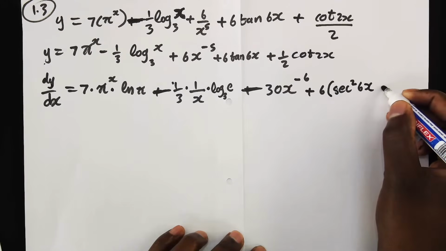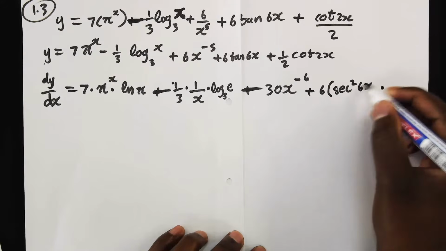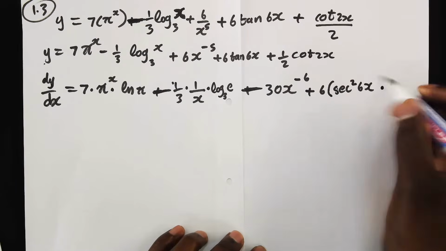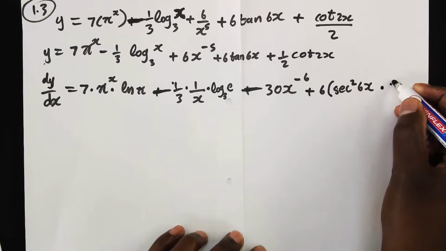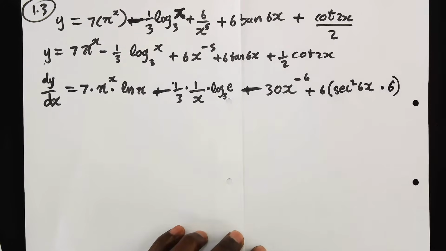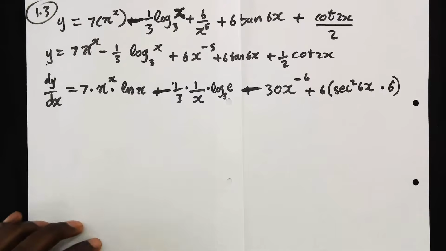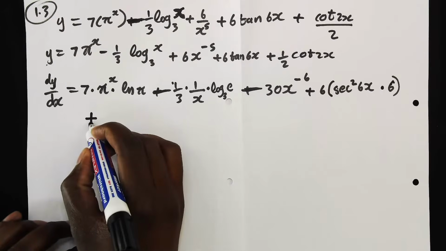Please don't forget to multiply by the derivative of the angle. What is derivative of 6x? 6. So it's short. Always in derivative, we multiply by the derivative of the angle. We are no longer dividing. Okay, we're left with the last one. I think I'll squeeze it here.